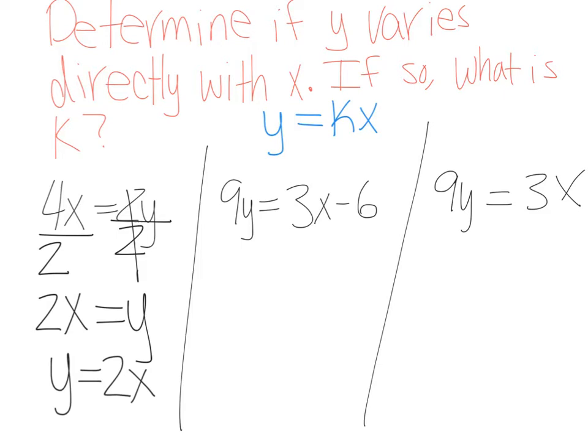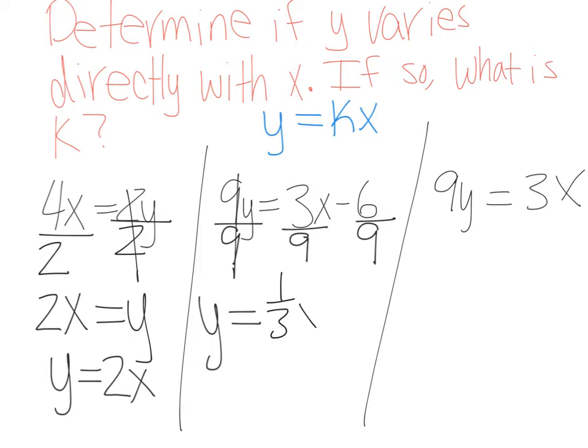For the second problem, I have 9y equals 3x minus 6. So I'm going to start by dividing by 9, and I divide every single term by that number. So I get y equals, simplifying my fraction, 3 over 9, that simplifies to 1/3 x. And then 6 over 9 simplifies to 2/3. Okay, so this is not in the form of a direct variation equation. This is actually in y equals mx plus b form.